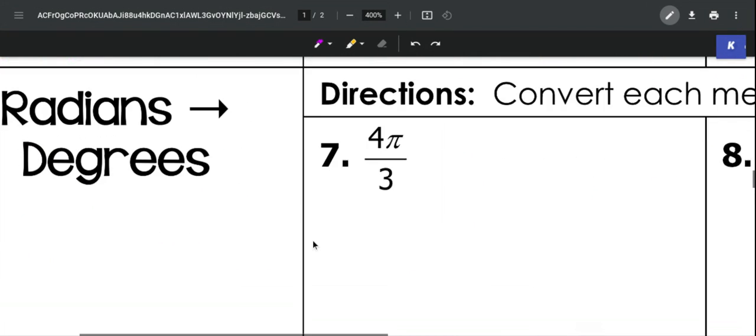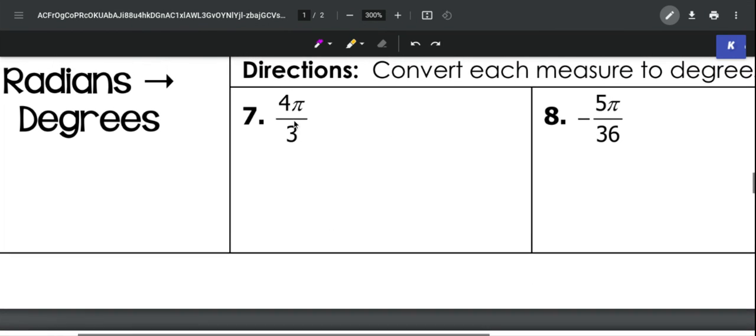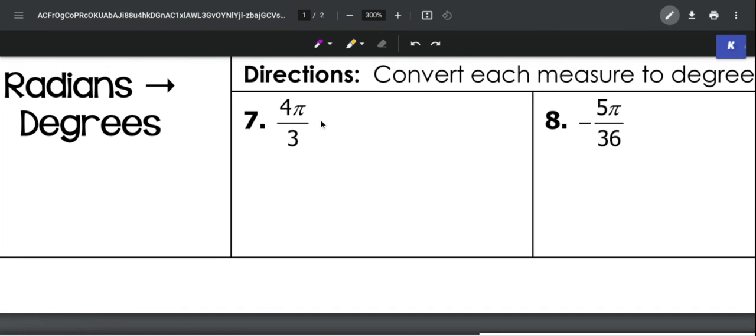So if we go to number 7, we've got 4 pi over 3. That's in radians. We want to convert it to degrees. So we're going to multiply this by 180 over pi. And you'll see here, we don't have any addition or subtraction going on in our numerators or denominators. So anything on the top and bottom of a fraction can cancel out. So this pi here and here will cancel out.